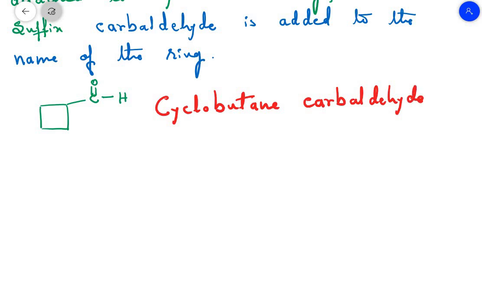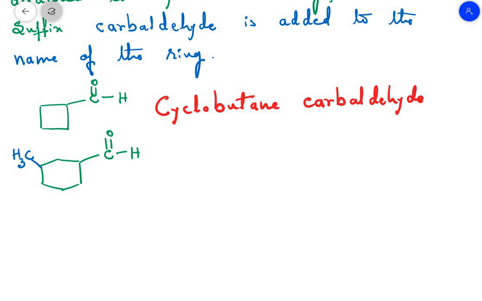And another example, C double bond O and H. Now the name of this compound is cyclohexane carbaldehyde. But if this cyclic group is accompanied with one more substituent here, CH3, then for us it becomes important to write the numbers.